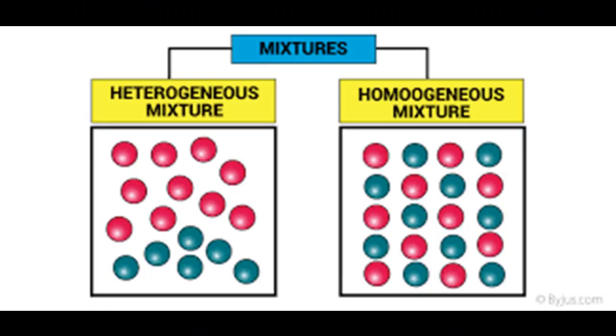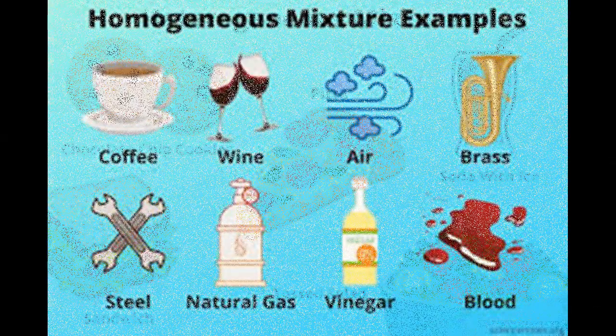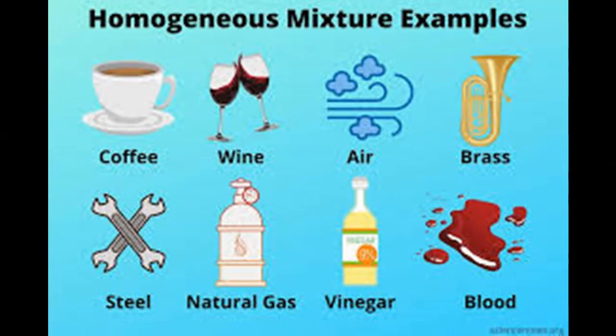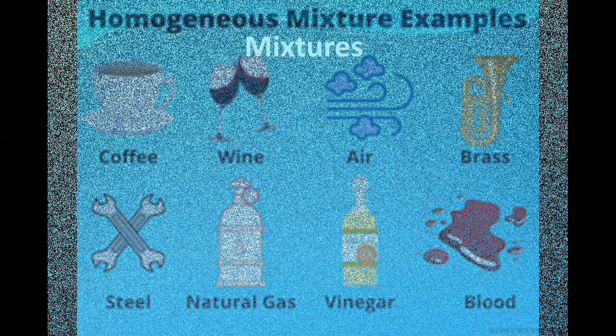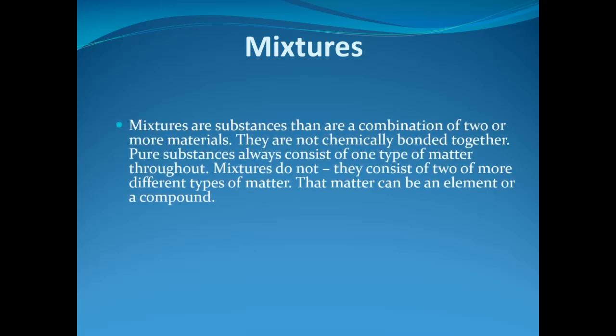Let's end now by looking at mixtures. Remember, mixtures are either heterogeneous or homogeneous. There are some examples of heterogeneous mixtures, like chocolate chip cookies, pizza, a tossed salad or a sandwich. And homogeneous mixtures are things like coffee, wine, air, brass, vinegar, steel, and blood. Okay, so mixtures are substances that are a combination of two or more materials. They are not chemically bonded together.